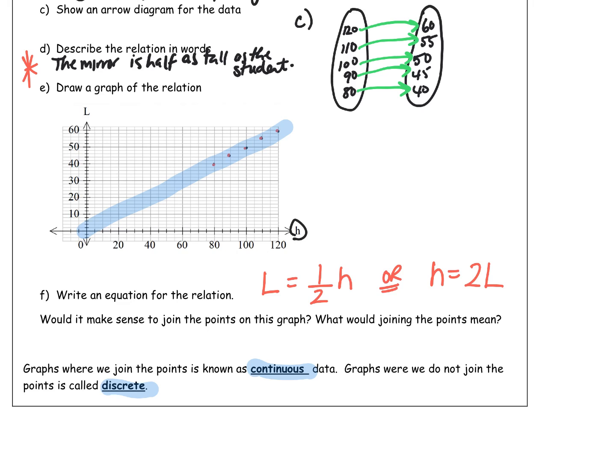Okay. So what I want you to do is go ahead and practice the practice questions, which is just going back and forth between the types of information.